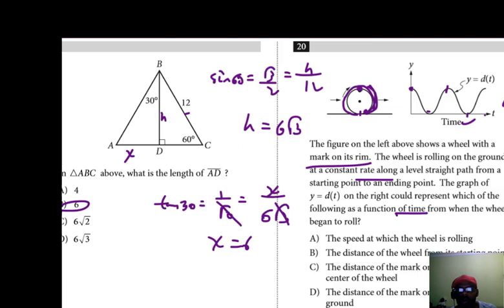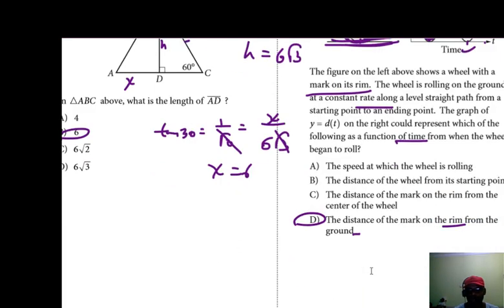Look, on the top it was here, and then it goes all the way down here, and then finally it goes up. Okay, all the way down here, all up here. So it shows the distance of the mark on the rim from the ground. And we're comparing with respect to this one. Okay, because we start from the top here. So the answer should be D. Not from the center of the wheel.